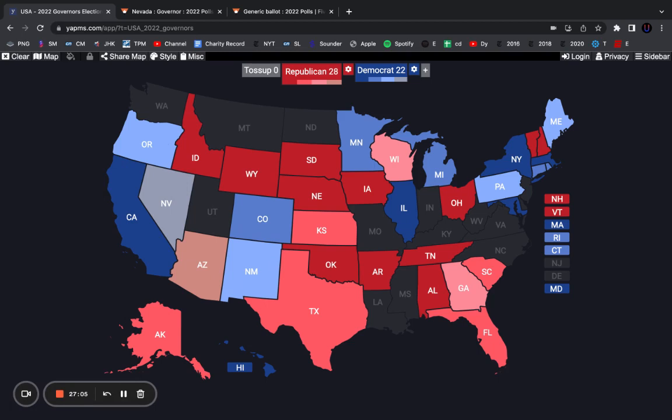So, yeah, this is my current governor's prediction. I think Republicans are going to get a majority again, and they're going to beat out, I think, the incumbent Democrats Laura Kelly and Tony Evers. I think they're going to hold Arizona, hold Georgia, hold Texas, and Alaska and Florida, as well as South Carolina.